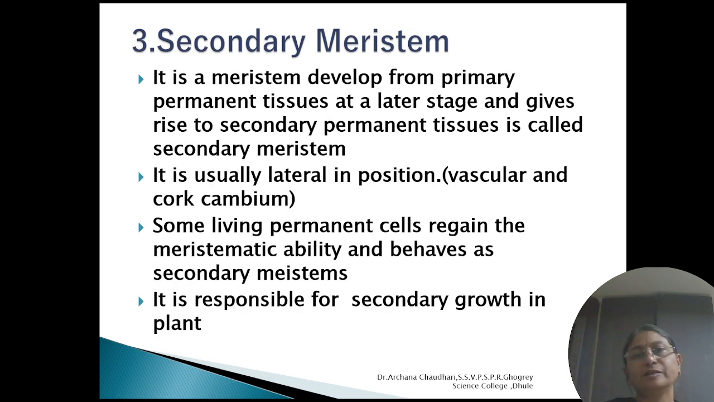Then comes the secondary meristem. It is a meristem which develops from primary permanent tissues at a very later stage and gives rise to secondary permanent tissues. It is called secondary meristem. It is usually lateral in position, for example, vascular and cork cambium. Some of the living permanent cells regain their meristematic ability and behave as secondary meristem. It is responsible for secondary growth in the plant. The perennial plant requires secondary growth.